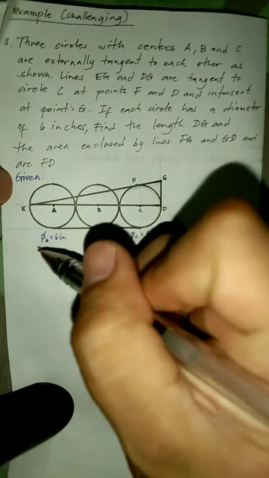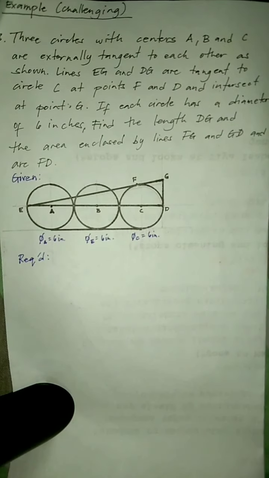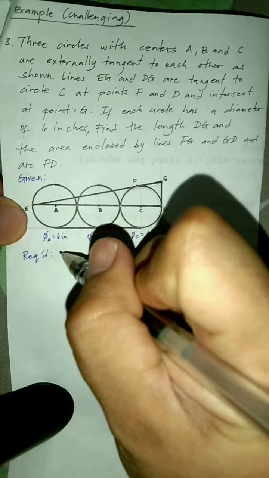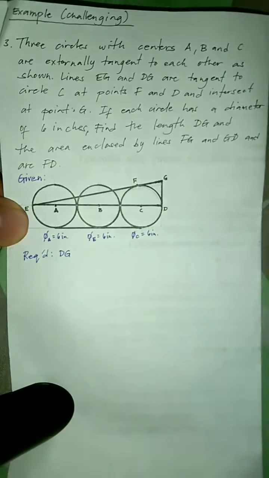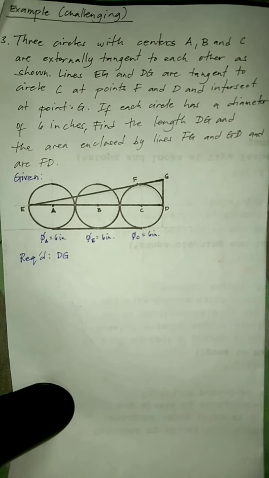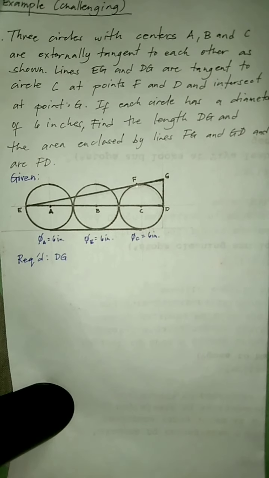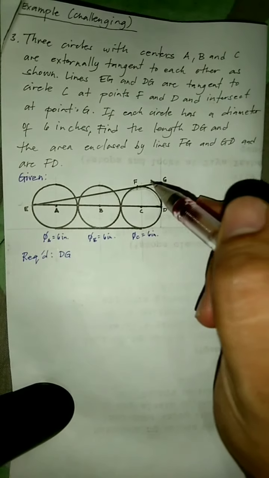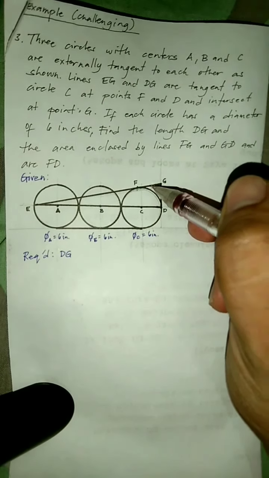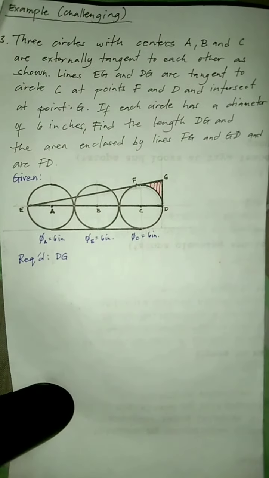So let's have the required. For this problem, there are actually two required measurements. The first one is the length DG, so we're just going to write DG here. The second one is the area enclosed by the lines FG, GD, and arc FD. Let's locate that one. This one is FG, GD, and arc FD. So the problem pertains to this portion of the figure.